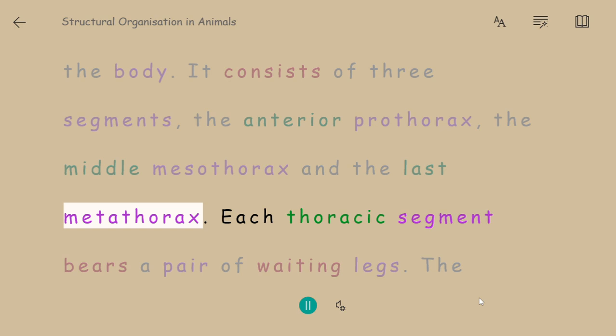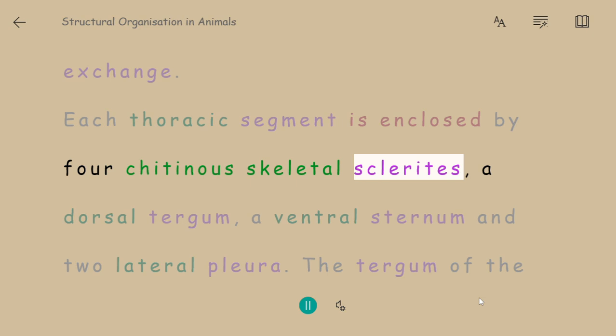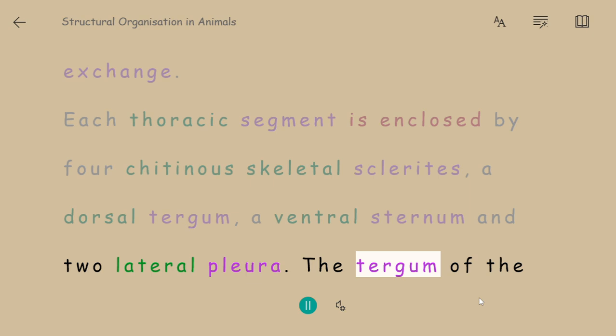The thorax also contains spiracles for gas exchange. Each thoracic segment is enclosed by four chitinous skeletal sclerites: a dorsal tergum, a ventral sternum, and two lateral pleura. The tergum of the prothorax is called the protergum or pronotum.